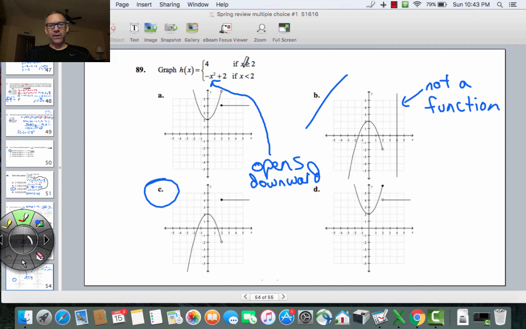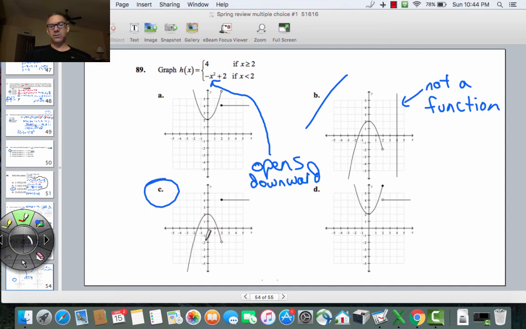This one says that whenever x is greater than or equal to 2, the function is 4. So, by the way, this one is not a function at all because it doesn't pass the vertical line test, so that's out of the question. And then it could be either one of these other ones, at least according to the 4 part. And then the other piece of information is that this says negative x squared plus 2. So we should recognize that that's a parabola, it's quadratic, and it opens downward. And there's only one that actually opens downward.